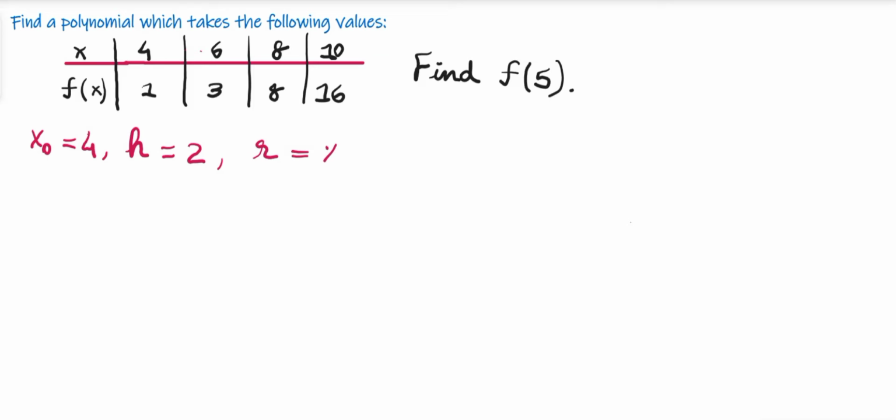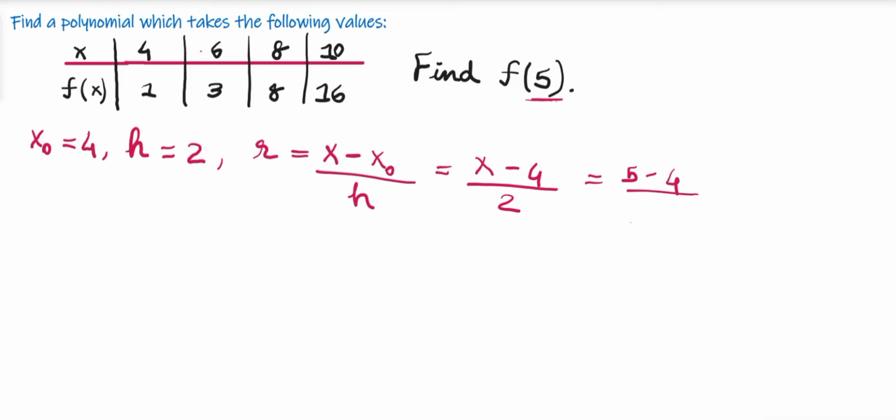R is equal to x minus x naught divided upon h. So our x is 5 and x naught is 4. So we'll get r is equal to 1 by 2. Always remember that the intervals will be equal, then only we can use the Newton's forward interpolation formula.